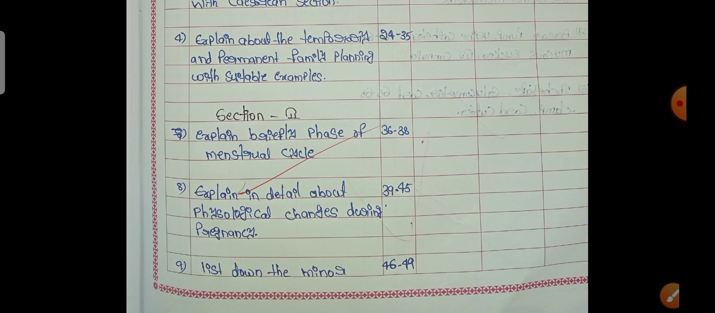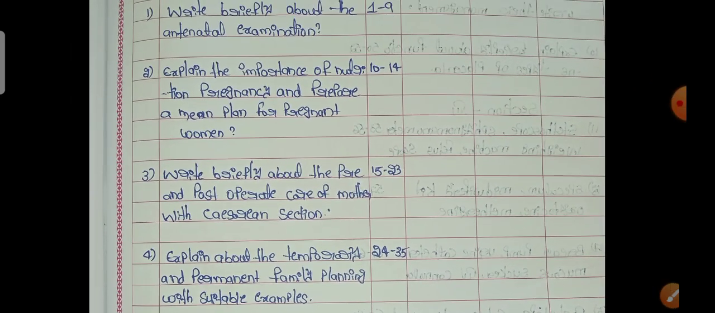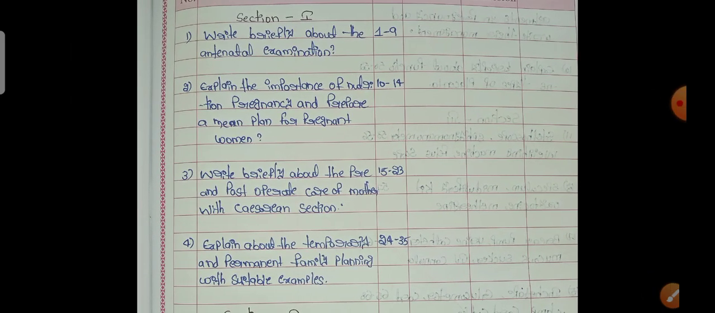Actually you have to write 15, but according to the 70% syllabus you have to write 4 questions in each section. So 3 sections, 4 into 3, 12 questions will be there. You have to write these in the practical record. Okay, so this is the index. The same way you have to write the index in the practical record of midwifery.